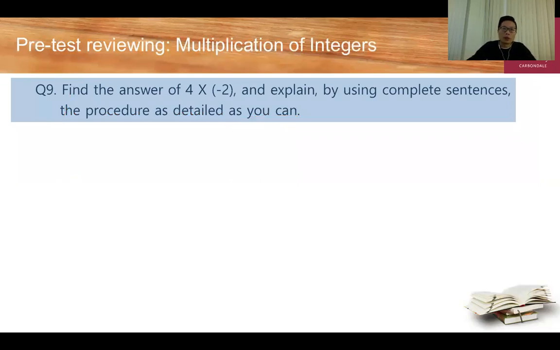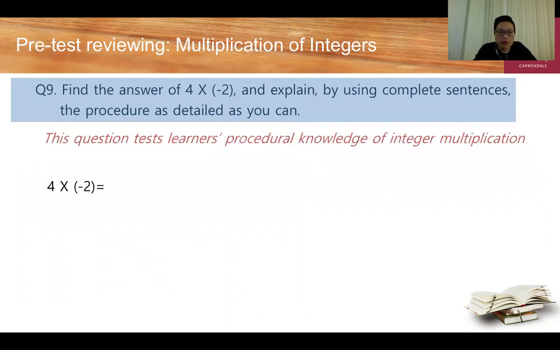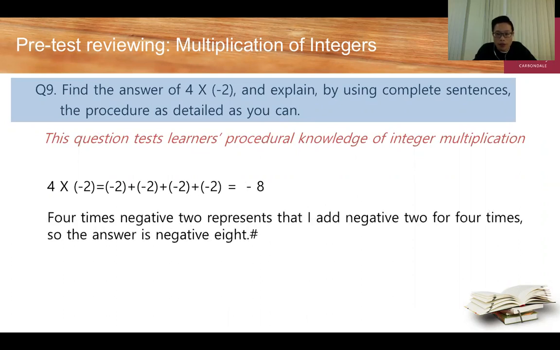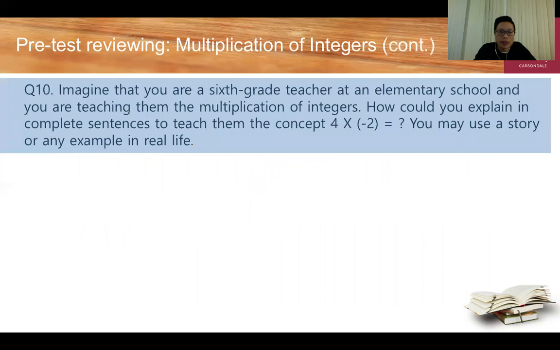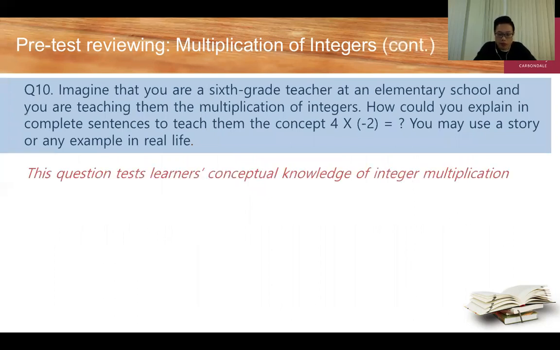So all the other number questions are testing your procedural knowledge, right? So for 4 times -2, I think it's just like I add -2 for 4 times. So the answer is -8, okay? And question 10 is a conceptual knowledge question, right?